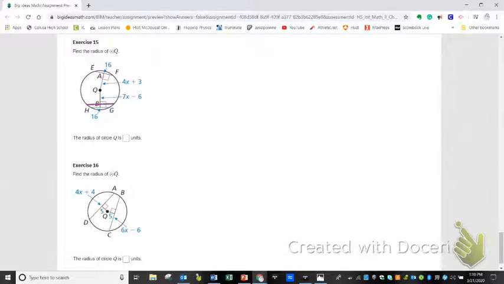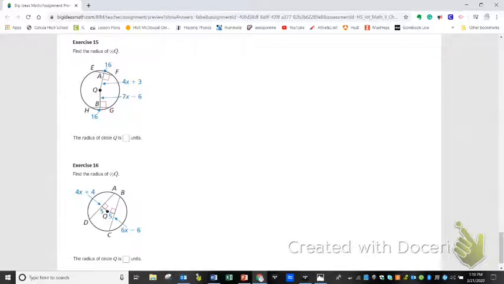If chord HG was closer to the center of the circle, then it would be a longer chord. If chord HG was further from the center of the circle, then it would be a shorter chord. But since chord HG and EF are exactly the same length, they are the exact same distance from the center of the circle. That allows you to write this equation.